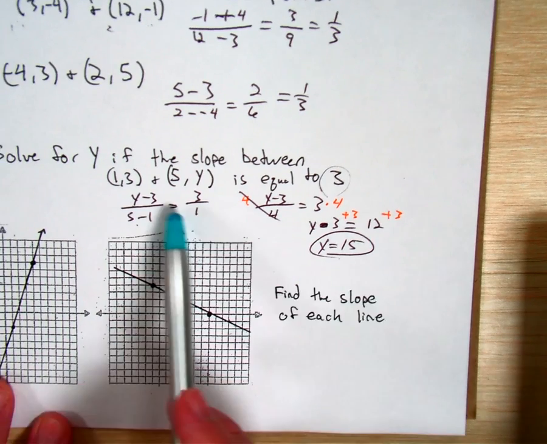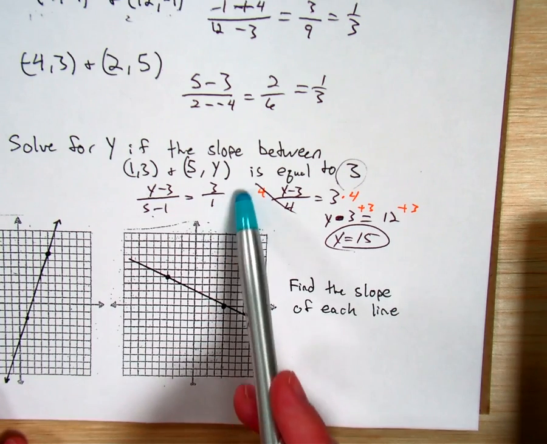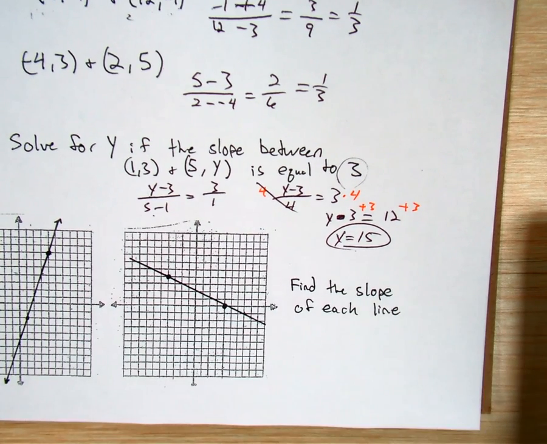So you might have a few problems like that where you're going to be missing a y or an x, and you're going to have to use the slope and use algebra to solve for the missing variable that would make the slope be true.